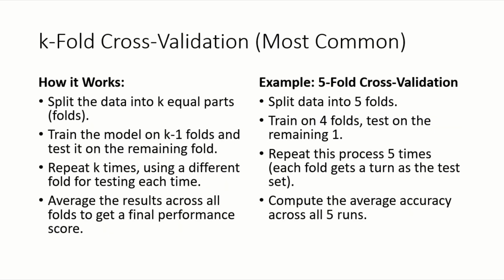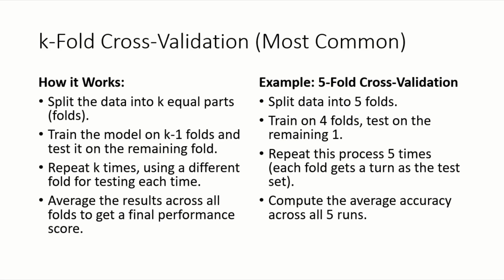So, a deeper dive into cross-validation. We're going to use k-fold cross-validation, which is the most common. How it works is that it splits the data set into k equal parts, or folds. You train the model on k minus 1 folds and test it on the remaining fold. And we repeat this k times, using a different fold for testing each time. Then we average the results across all folds to get a final performance.